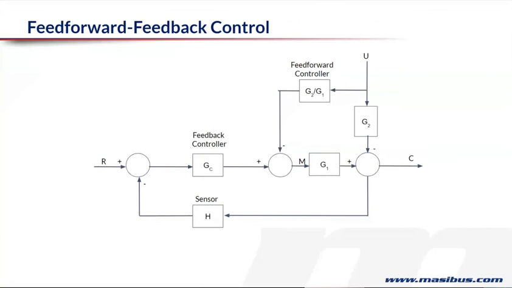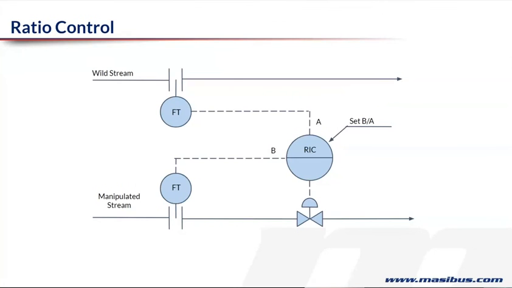Now, one example of a feed forward control is ratio control. A lot of time, say you want to control the fuel to air ratio, because you want to get optimum combustion. So you use one flow, say the fuel, as a wild stream. What is a wild stream? Fuel is controlled by another controller based on the temperature reading.